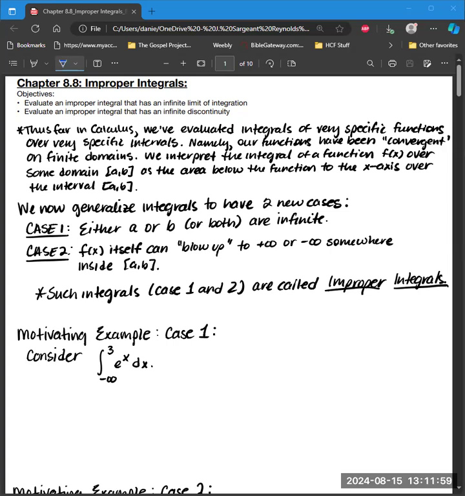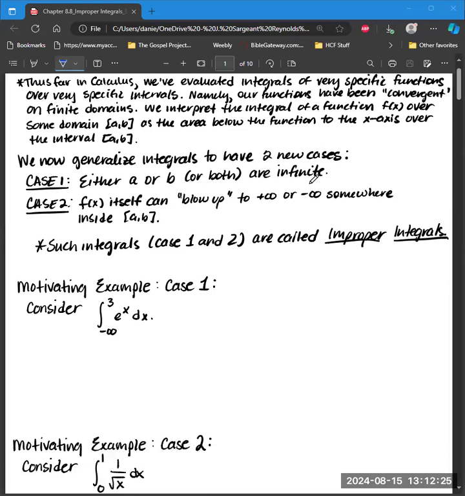Namely, our functions have been convergent on finite domains. We'll talk about what we mean by convergent later. We interpret the integral of a function f of x over some domain a to b as the area below the function to the x-axis over the interval from a to b. That area representation only applies if the function is above the x-axis. Otherwise, we get, quote, negative area, and that really doesn't make sense if we're below the x-axis, but the sign tells us whether we're above or below.